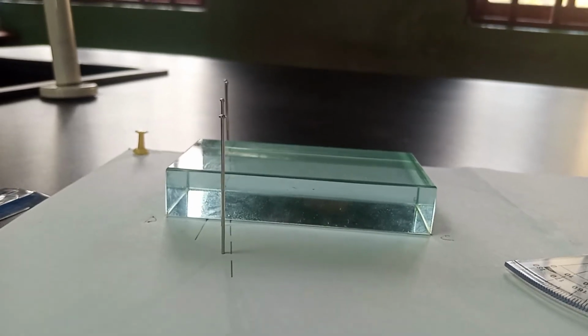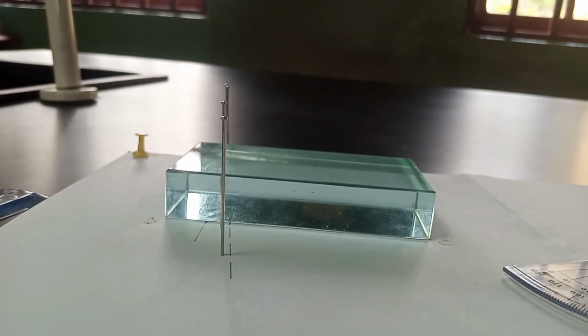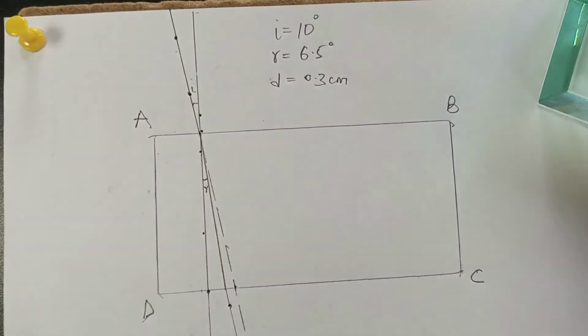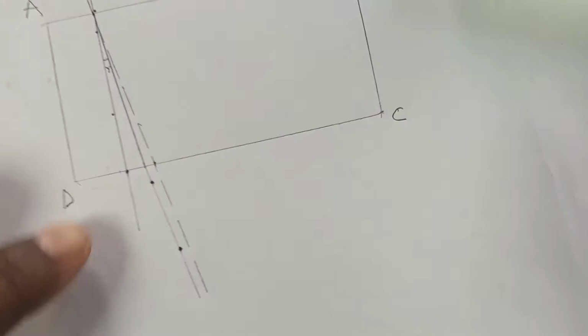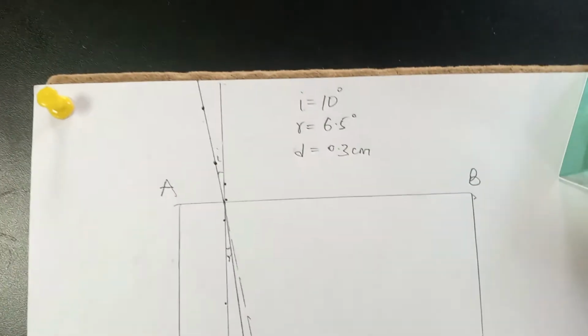So I'm going to now quickly connect this line to the block. Here is my final result. Having done that, I've measured my r here, which is the angle of refraction, using this angle from here to here, and it gave me 6.5 degrees.